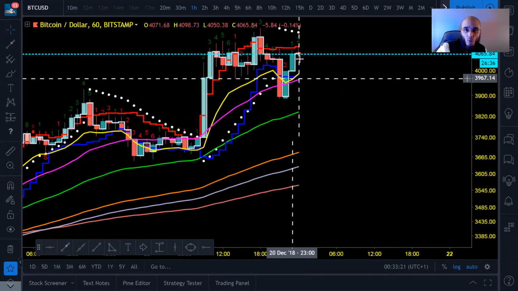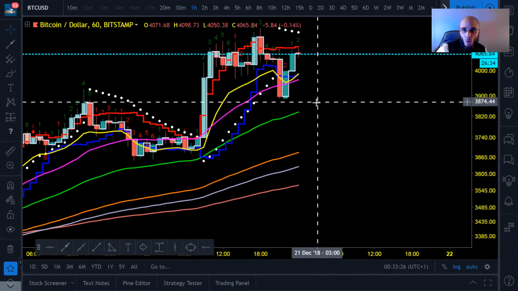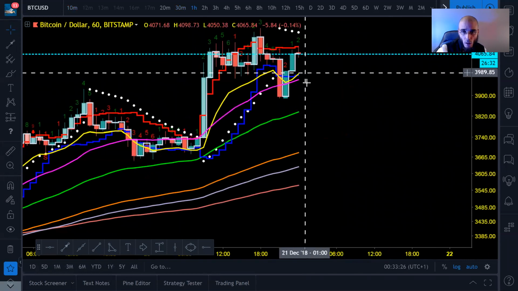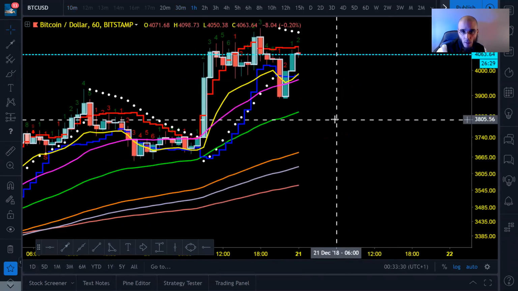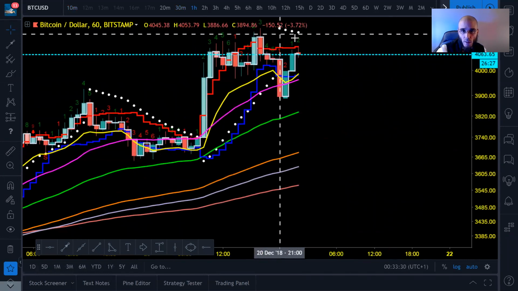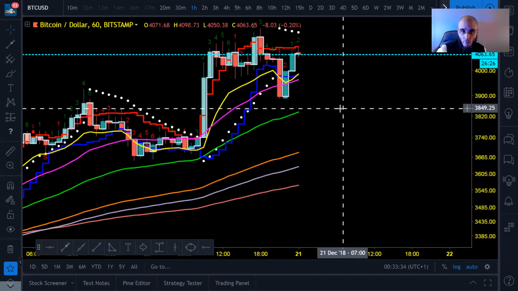1 hour chart, you're on a 2, you had a 2 trading higher than a 1, so you should be in a long position. You are above all the moving averages, which is bullish, but stop and reverse did get hit. That is negative.